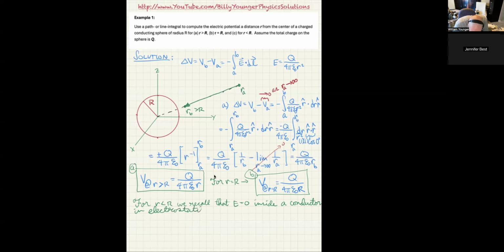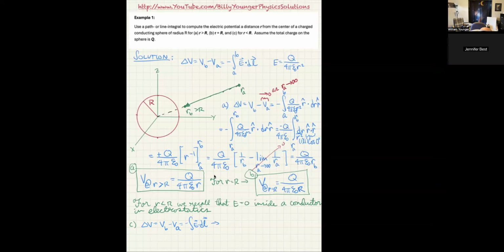So since we know that, we have the ability to find the voltage from R equal big R to R equal little r that's less than big R. And the way we do that, for part C, is we use delta V, which is VB minus VA, equals the negative integral of E dot dl.